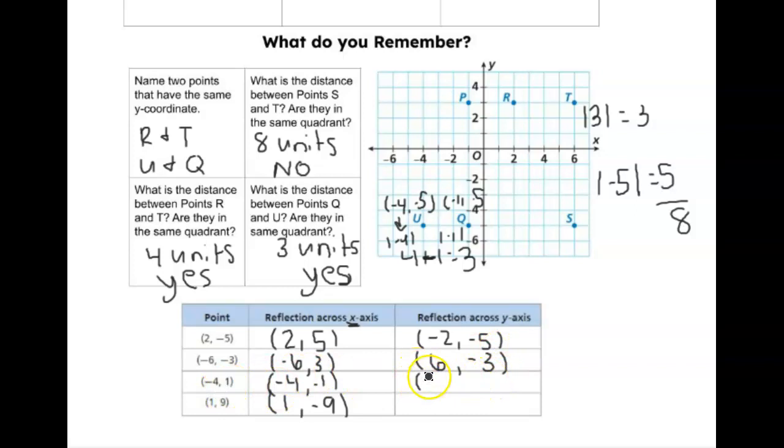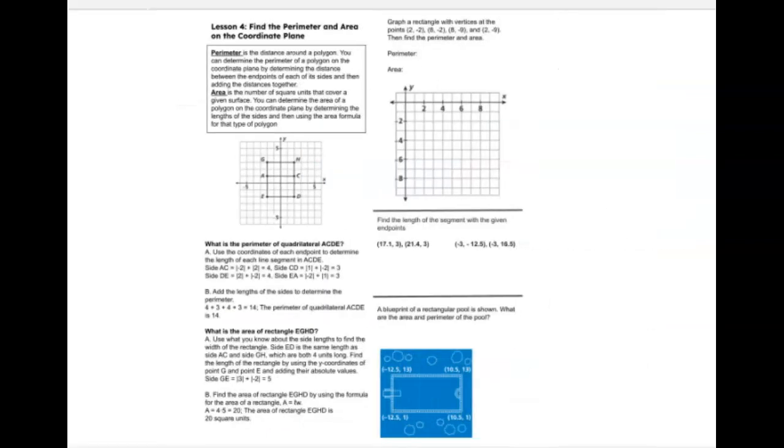-4 is going to change to 4 because the x changes when we go across the y, but the y stays the same. And our last one, instead of 1, it's going to be -1 because the x changes signs and the y stays the same. I'm pretty sure that's the last thing on that one. It is, so that's all there is for that lesson.